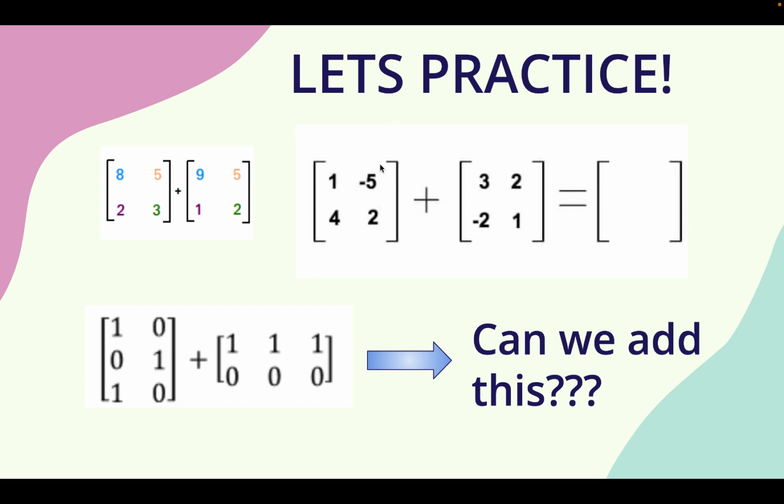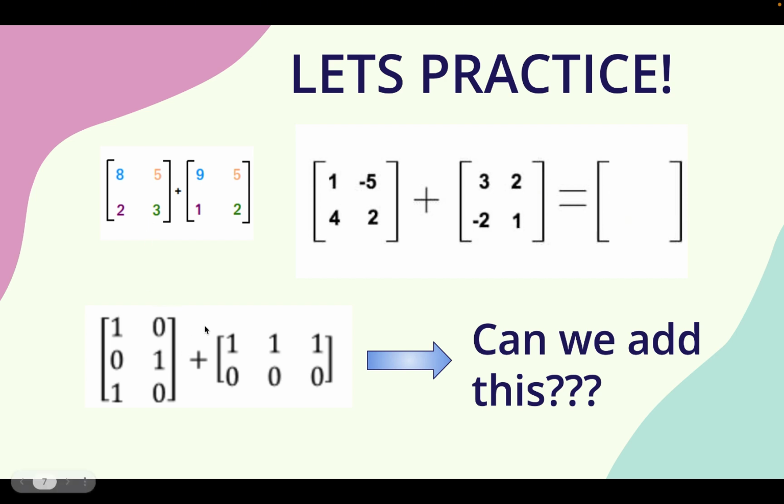With this example here, your first element would be 4 because you have 1 plus 3. Your second element would be negative 3. Your third element would be 4 plus negative 2, which would give you 2. And your fourth element would be 2 plus 1, which is 3. So you would have 4, negative 3, not negative, just positive 2, and 3.